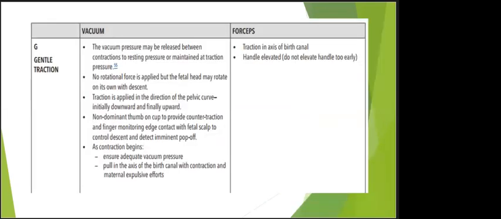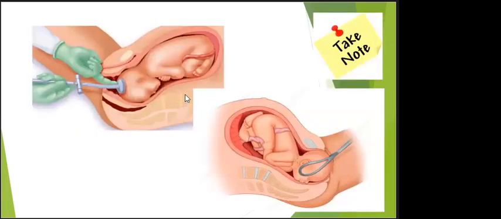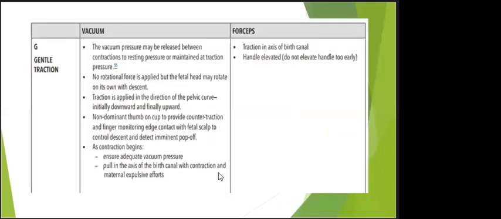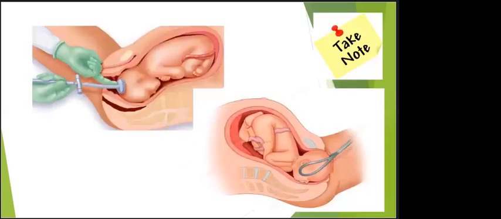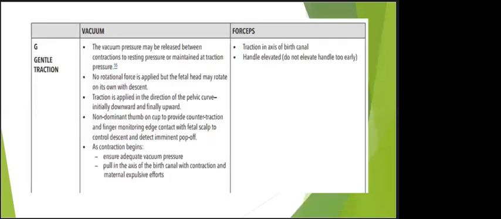Next, gentle traction. When you use the vacuum, when there are no contractions, you may try to release a bit the pressure on the cup. Traction is only applied in the direction of the pelvic curve. The non-dominant thumb is placed on the cup to assist. And as contraction begins, ensure that there's adequate pressure and you pull on the axis of the birth canal.